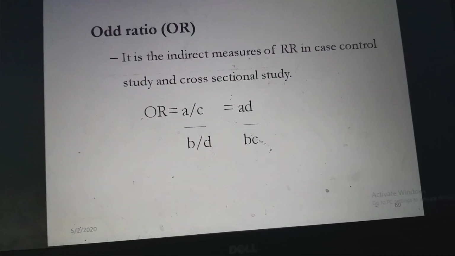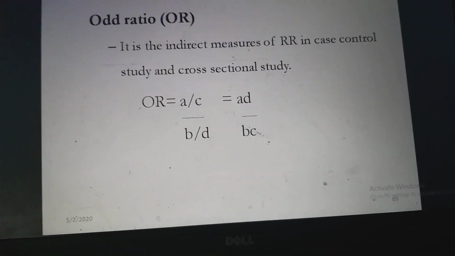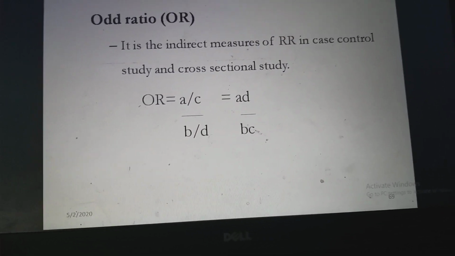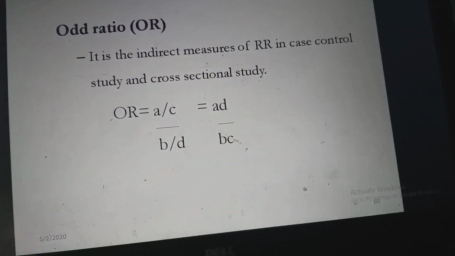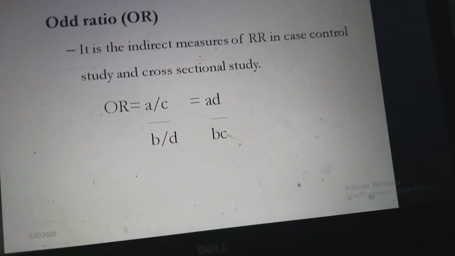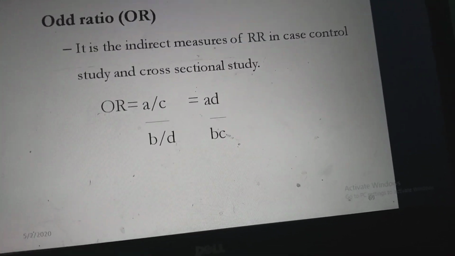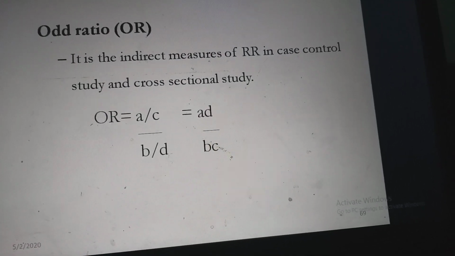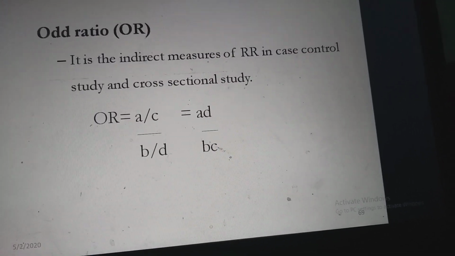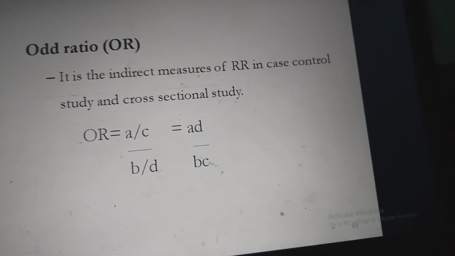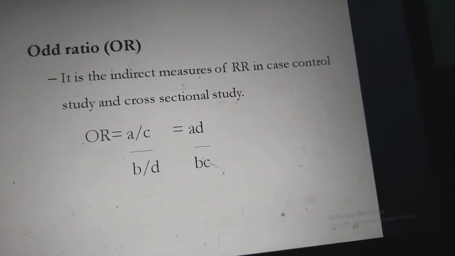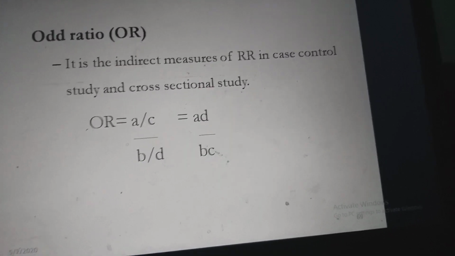The other is the odds ratio. It is a direct measure of relative risk in case-control and cross-sectional study designs. So odds ratio means A over C. What is A? Those which are exposed and develop disease. What is C? Those which are not exposed but develop disease. So A over C, divided by B over D.